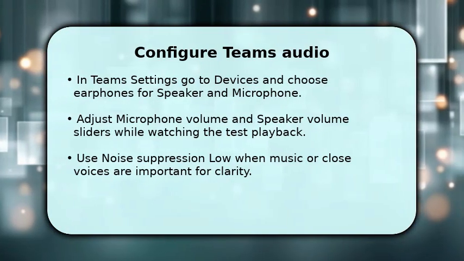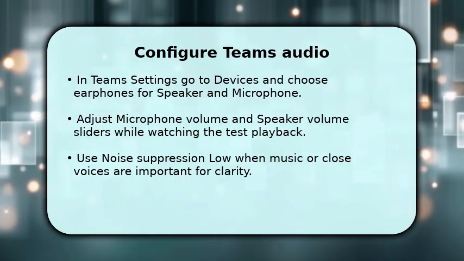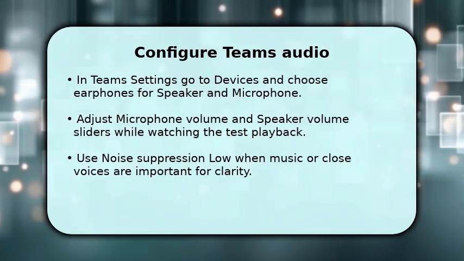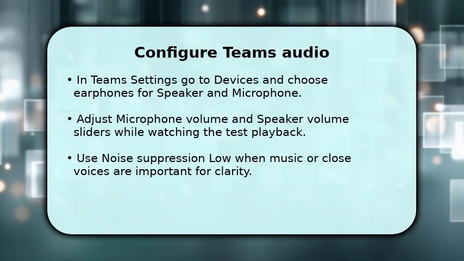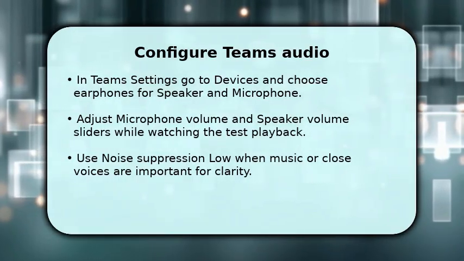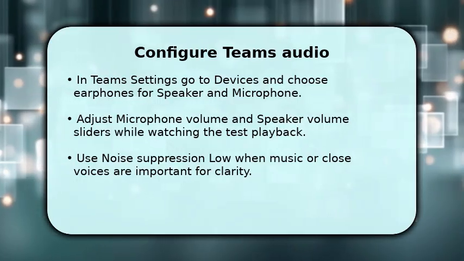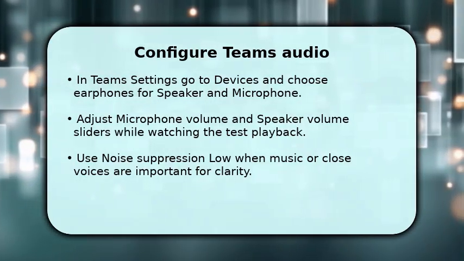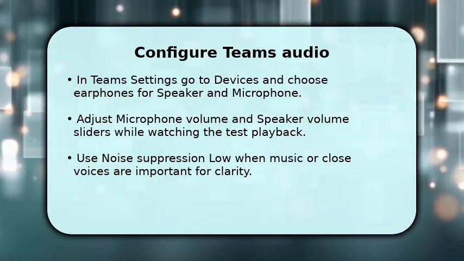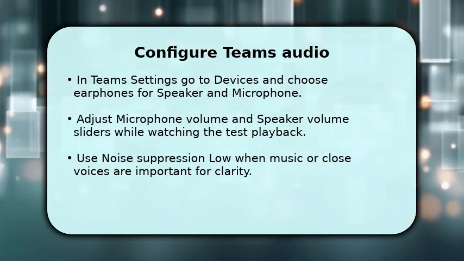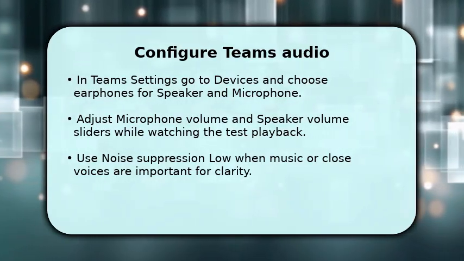Open Microsoft Teams and click your profile, then Settings, then Devices to configure audio. Choose your earphones for both speaker and microphone to avoid mismatched devices during meetings. Use the microphone slider to set input level while watching the meters move for optimal gain. Use the speaker slider and press Test Call to hear playback through your earphones.